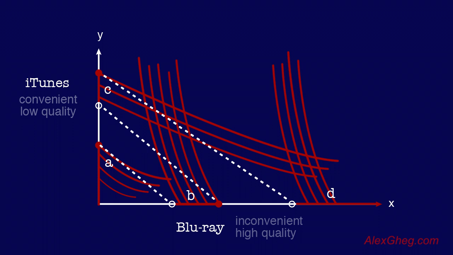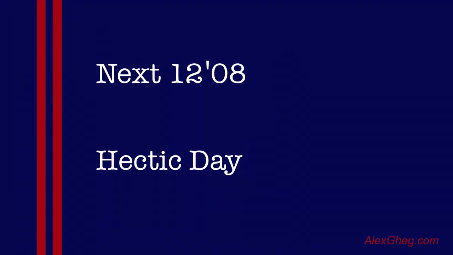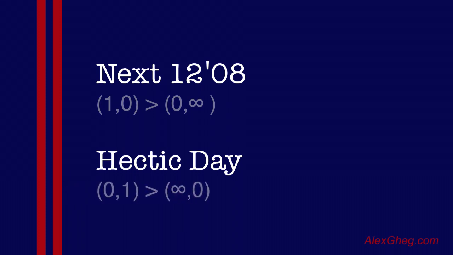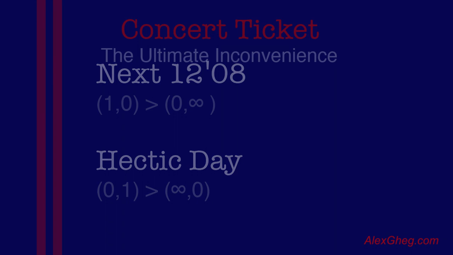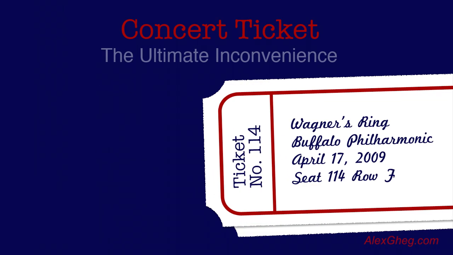But it can be rational behavior in a different theoretical framework. If I were to listen to the same Beethoven for the next 12 minutes and 8 seconds, then one Blu-ray audio system is better than an infinite number of iPods for listening. On a hectic day, one iPod can be more valuable than an infinite number of Blu-rays. This gift is lighter and smaller than an iPod, but it's less convenient than the Blu-ray disc.